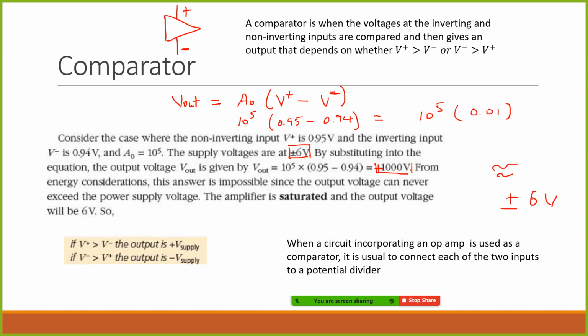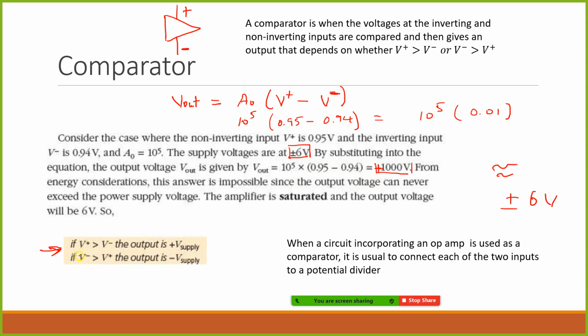You follow me? Yes, sir. Perfect. This is a very important thing for us to make note of. It says that if the voltage at the non-inverting terminal is greater than the voltage at the inverting terminal, the output is going to be positive. Just a while ago, we saw that the voltage at the non-inverting was 0.95 and the voltage at the inverting was 0.94. So my output was positive because of that.